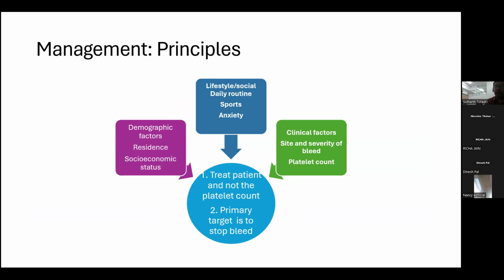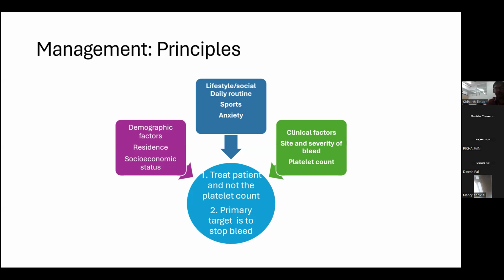Okay. So now remember these two rules. When you have diagnosed a child with ITP, please treat the patient. Don't treat the numerical platelet count. It does not matter whether the child is having a 10,000 platelet count or a 30,000 platelet count or a 3,000. It is more important where the child is bleeding from and how sick the child is. Second, whatever treatment you are giving, you are not targeting some platelet count. You are targeting that the bleed will stop and the child has a good quality of life.